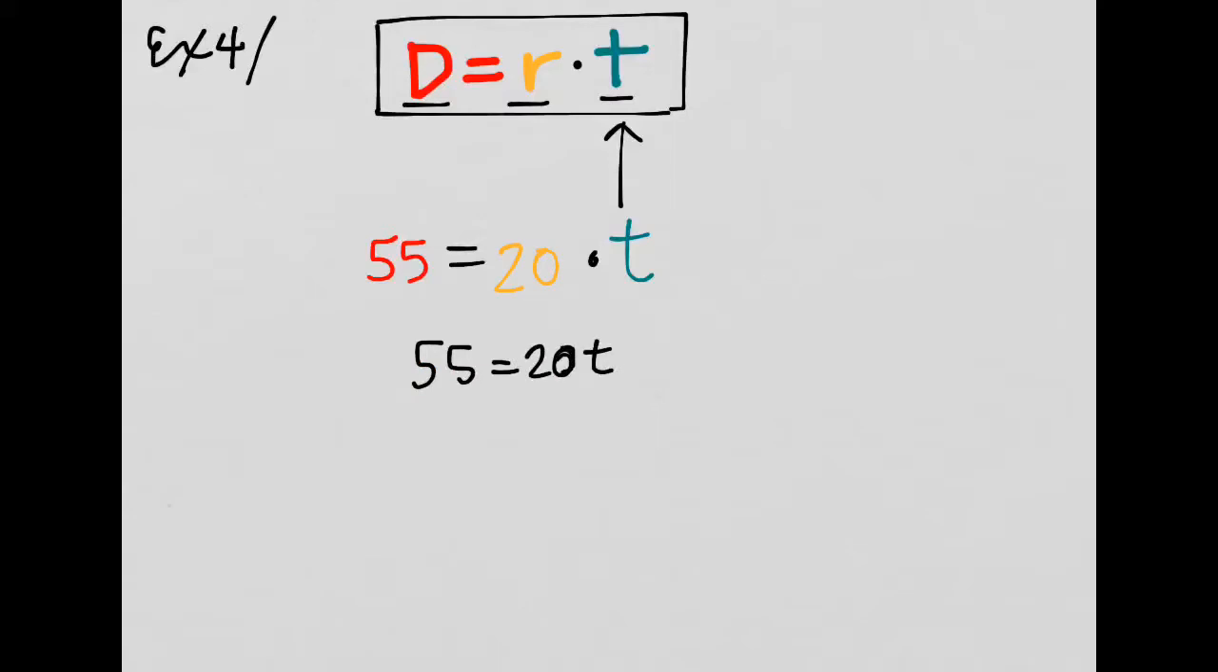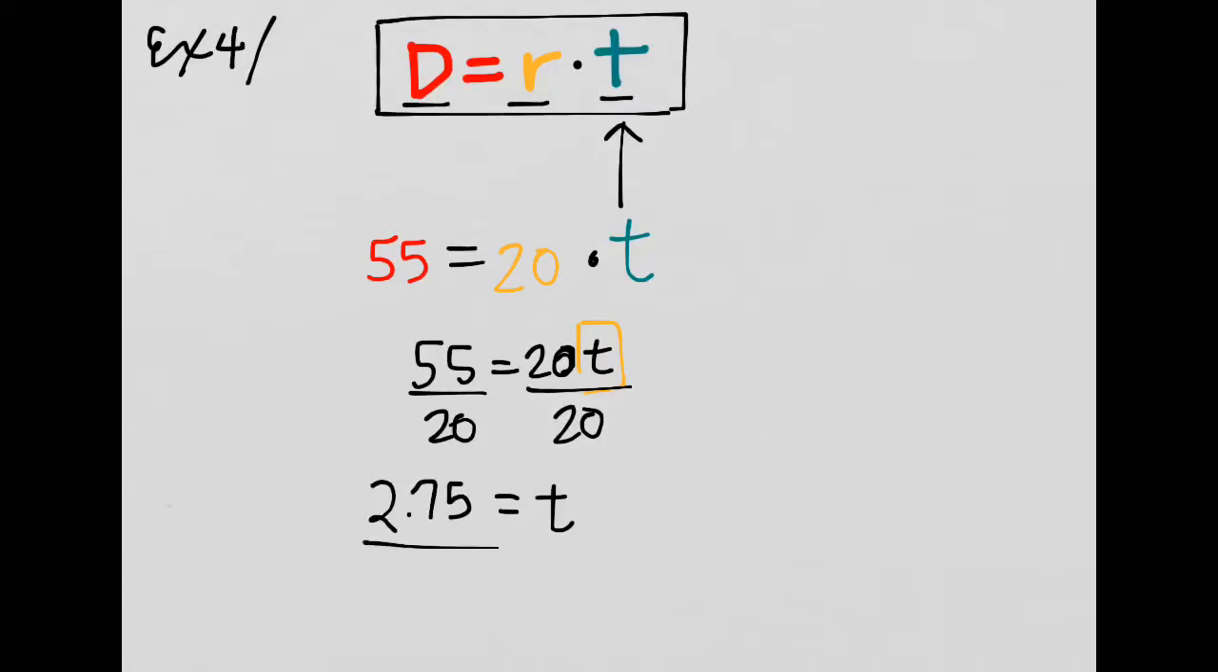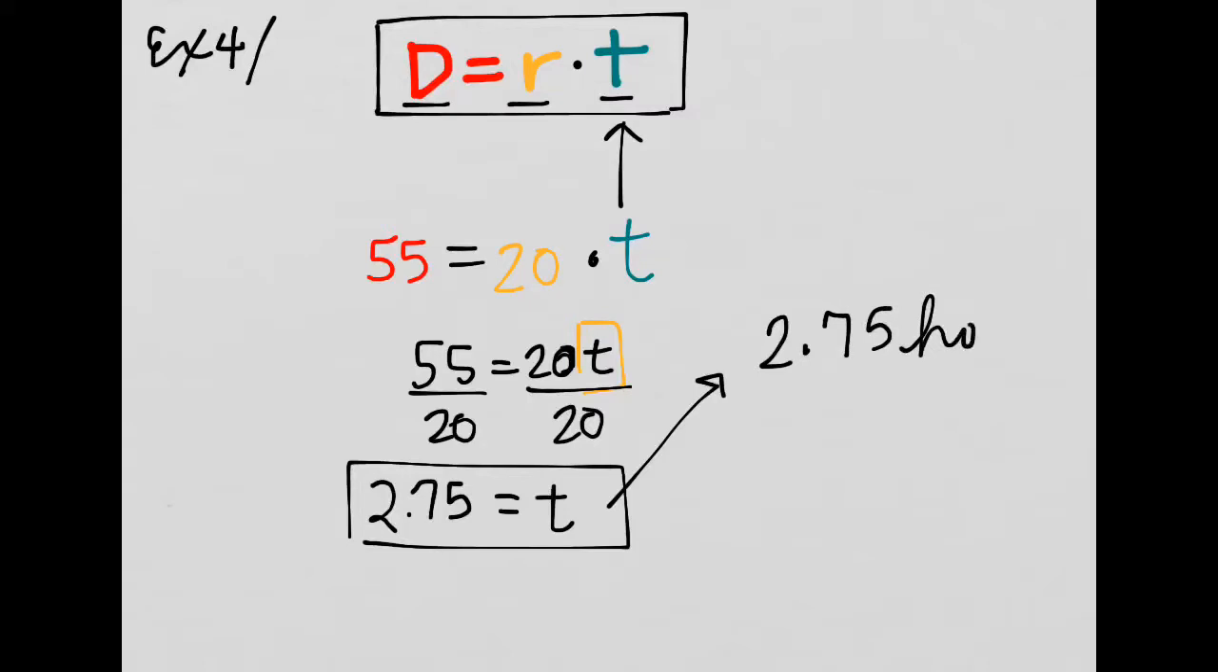If I'm looking for t and something's being multiplied, I need to undo that with division. So divide by 20, divide by 20. Your time is going to equal 2.75. Now, is that it? Can I leave it like that? No, I need to know what kind of unit goes with that. If it says miles per hour, my time is going to be given in hours, because that was the rate I was given. So my full answer would be 2.75 hours.